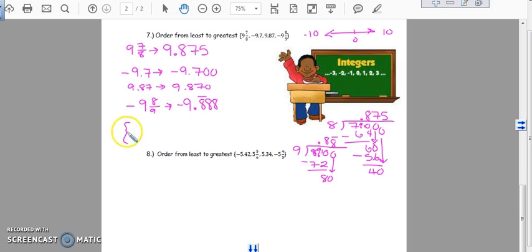So I always go back and write my original. So negative 9 and 8/9. Now I do -9.7. Now I'm down to these two. 9, 9, 8, 8, 7, 7. What's smaller, 5 or 0? 0 is smaller. So 9.87. And my last one is 9 7/8. So that is my answer for this one. I know, a little time consuming.